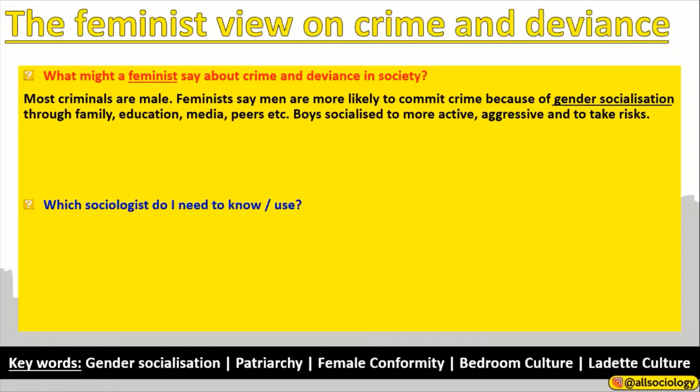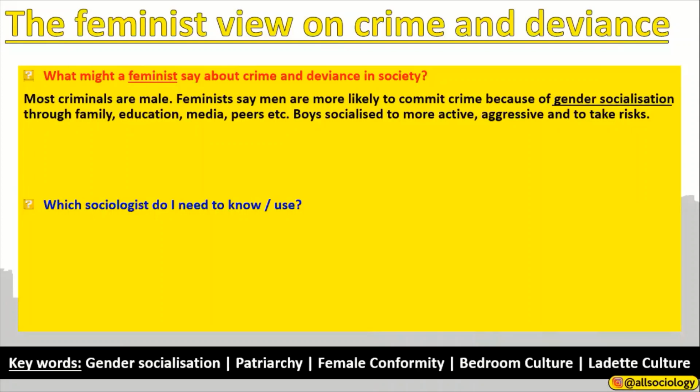But what might a feminist say about crime and deviance? Well, they're going to say that most criminals are men. Feminists might argue that men are more likely to commit crime because of gender socialization, right? So if you think about the ways in which boys and girls are socialized through those agents like the family, education, media, peer group, any of those kind of things, that's effectively what an awful lot of feminists are getting at.